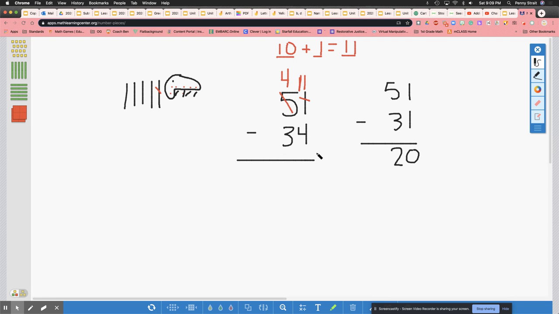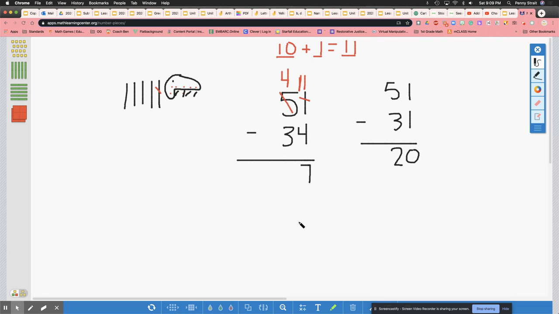Now I know that fact. I know 4 plus 7 is 11. And if I don't, I can count on. I can say 4, 5, 6, 7, 8, 9, 10, 11. There's 7 fingers up. So that is 7. 11 minus 4 is 7.